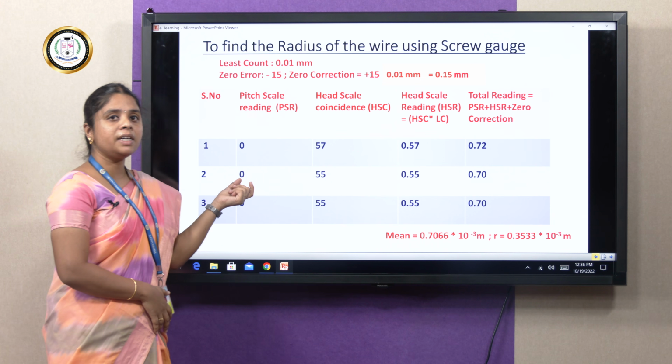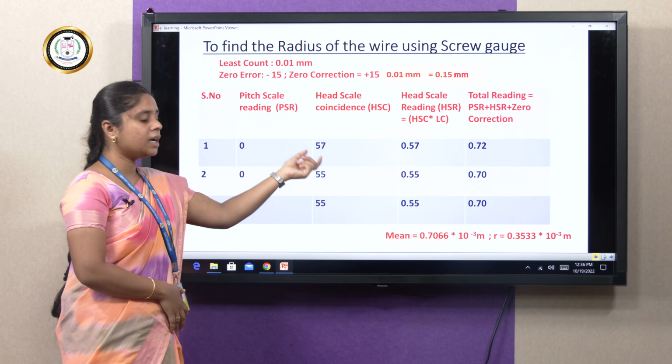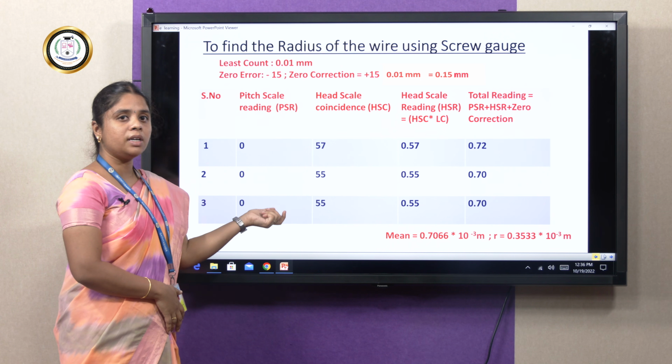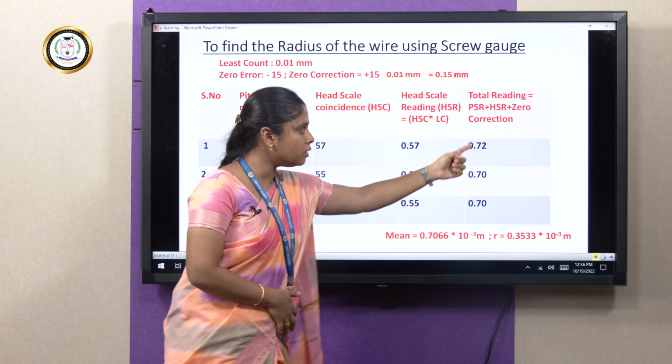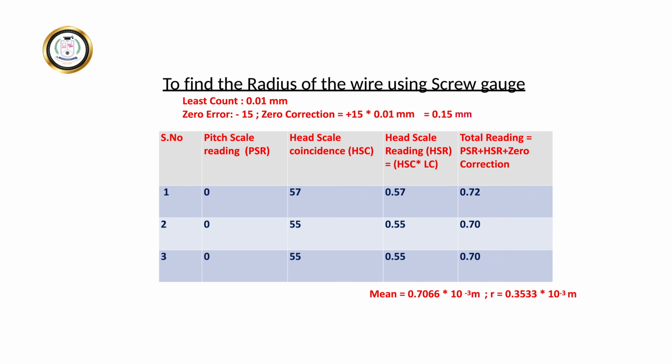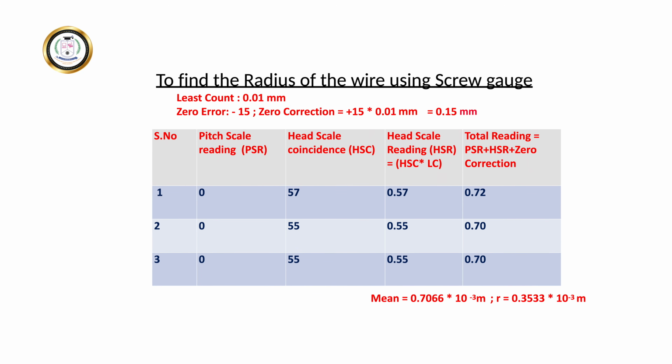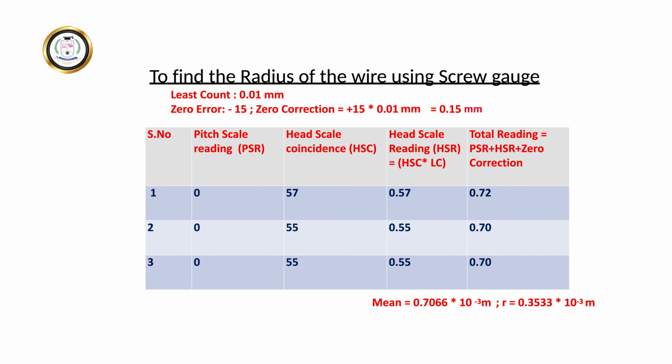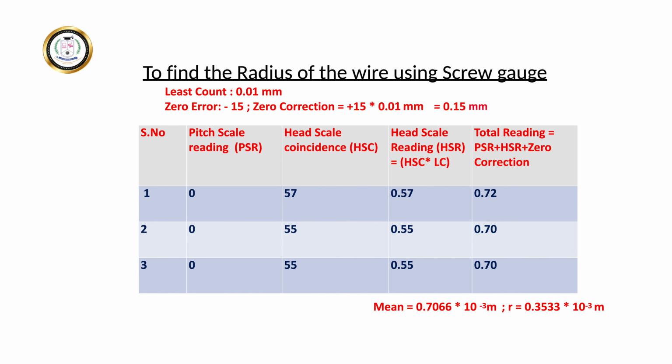Similarly, I have taken three different pitch scale readings and head scale coincidences as shown in the demo video. By taking the mean of the total readings, we obtain the answer as 0.7066 into 10 to the power of minus 3 meter, which is nothing but millimeter.